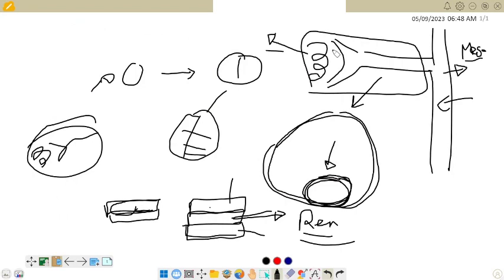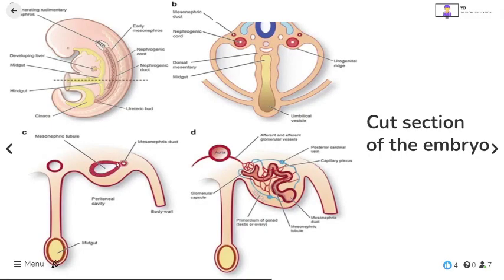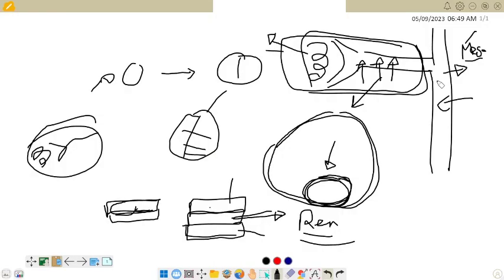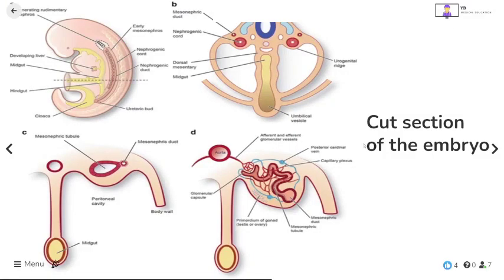We said this area right here is formed of the nephrogenic cord. Can you see these tubes, these small tubes? This right here is the mesonephric tubule. And the mesonephric duct, which is the long one, is going to be this one right here. I'm going to explain it a little bit better, don't worry. Just try to bear with me a little bit, okay?